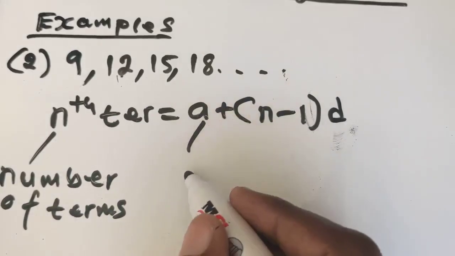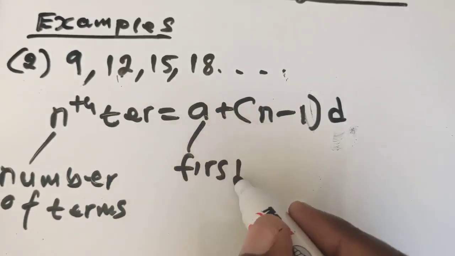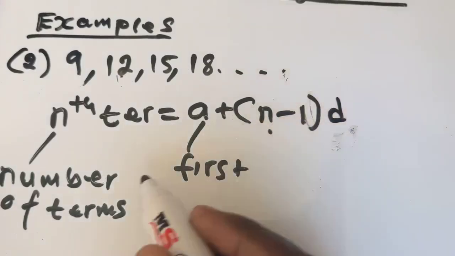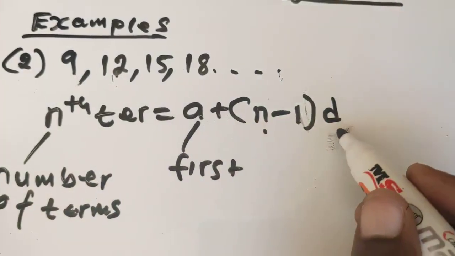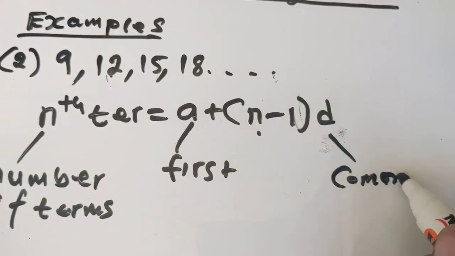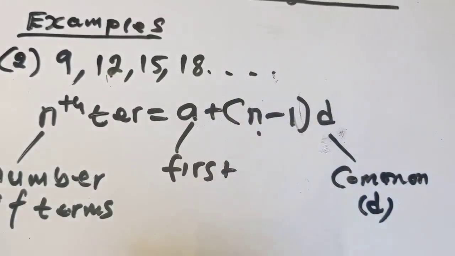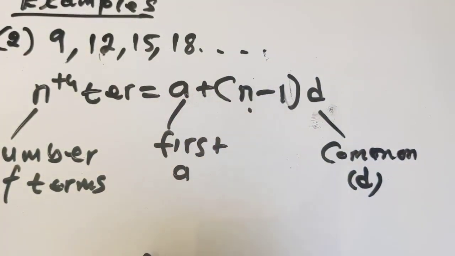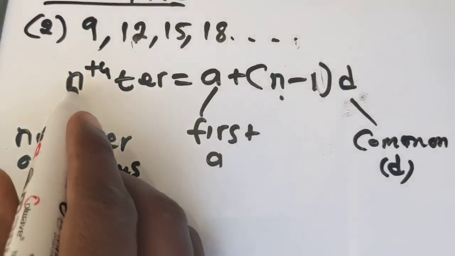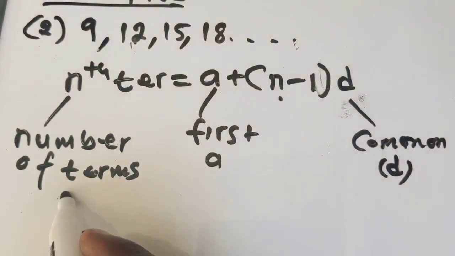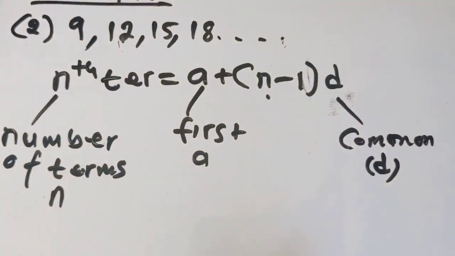Then a is the first term. Then n is the number of terms. Then d, I said, is the common difference, which is denoted by d. So here the first term we said is denoted by a, and the number of terms is denoted by the letter n.